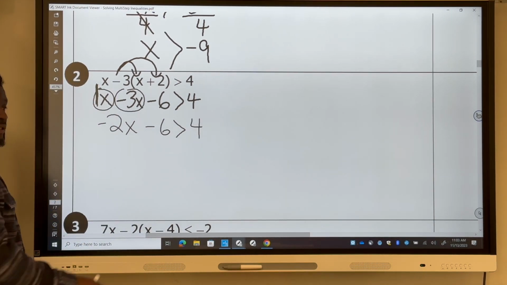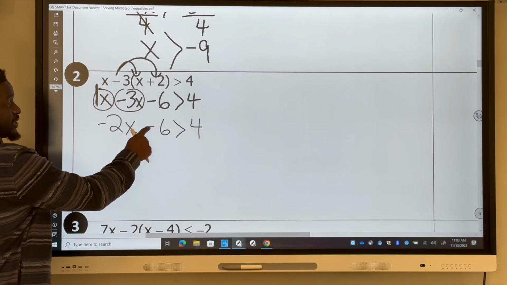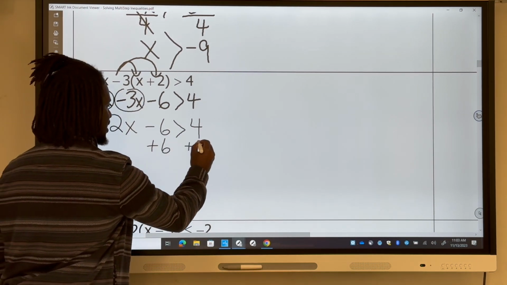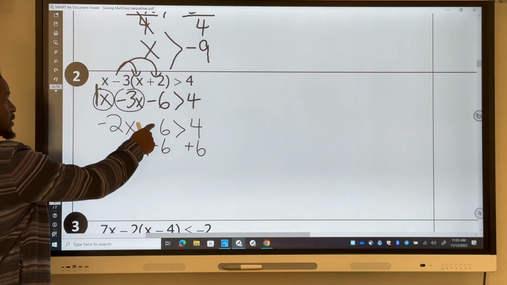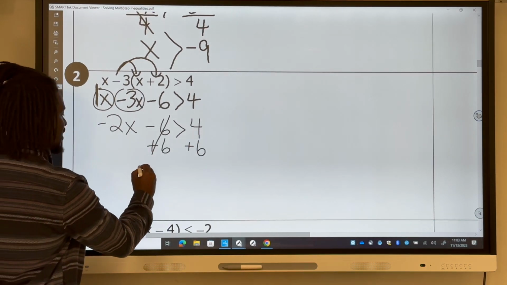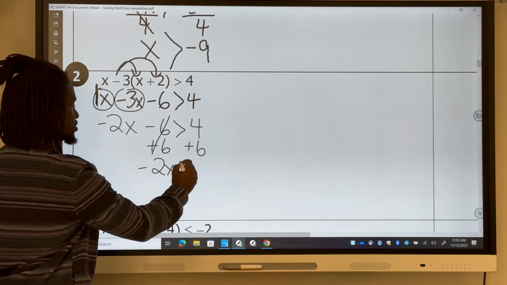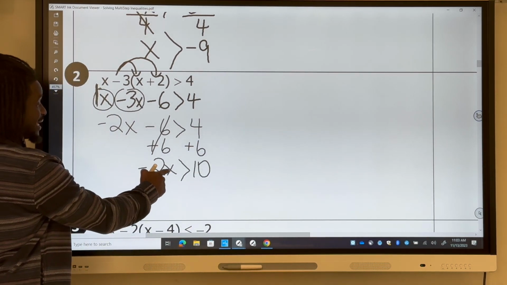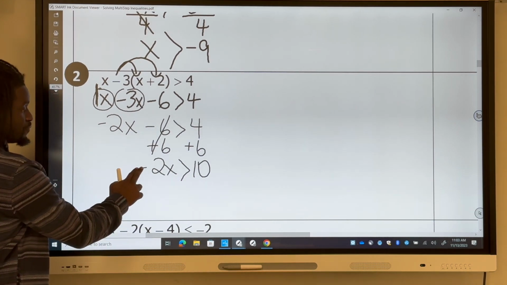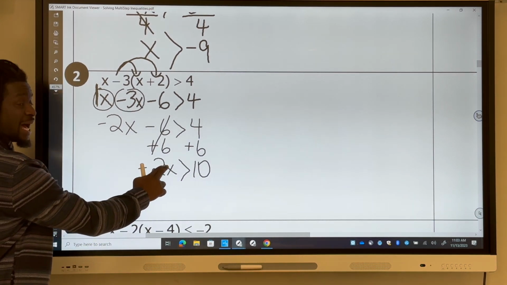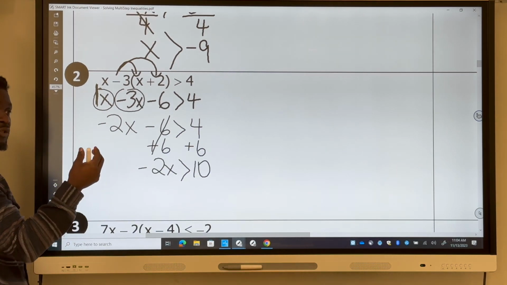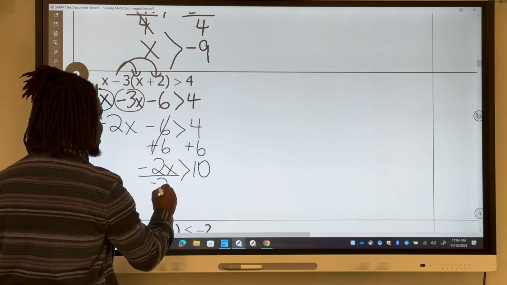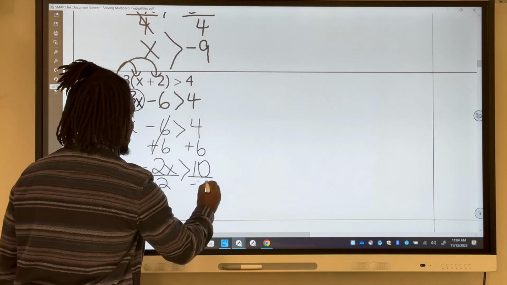Now, to get the x by itself, I'm going to get rid of the constant first. This minus 6, the inverse operation of minus 6 is plus 6. And I'm going to do that to both sides. The 6's are going to cancel, and I'm left with negative 2x is greater than 10. Now, to get the x by itself, remember, this is negative 2 times x. Right? The negative 2 and the x are touching, so that is multiplication. So I have to divide by negative 2 on both sides.